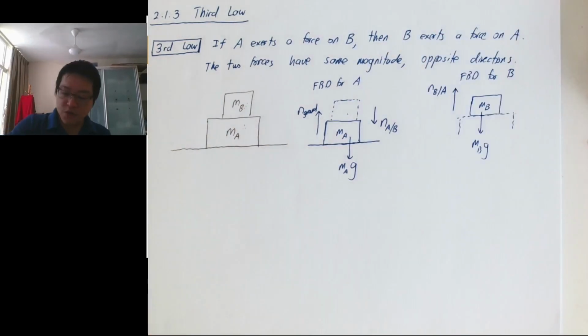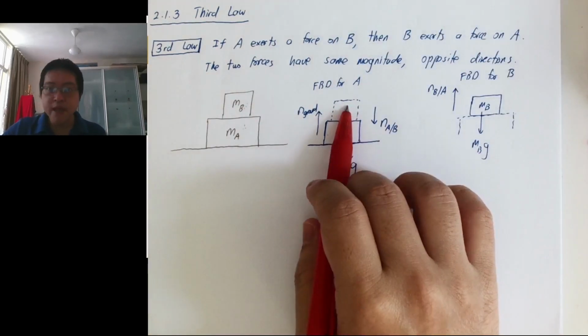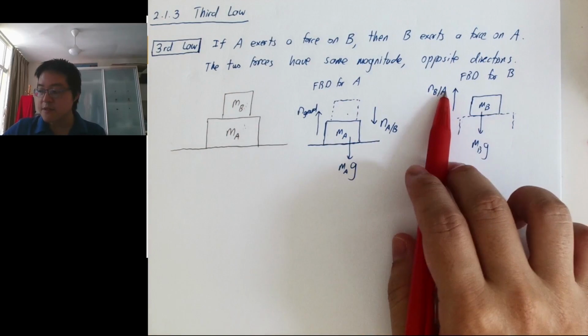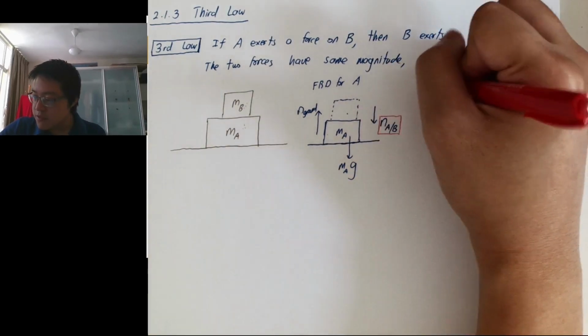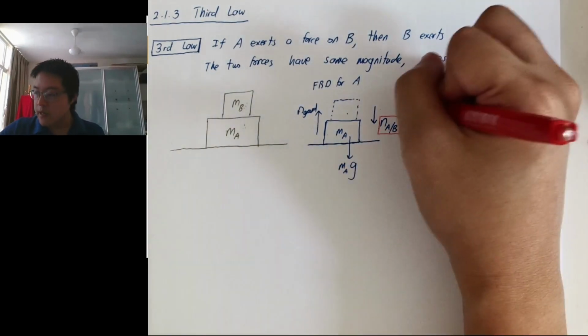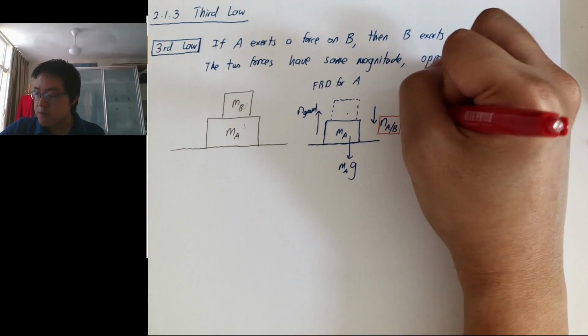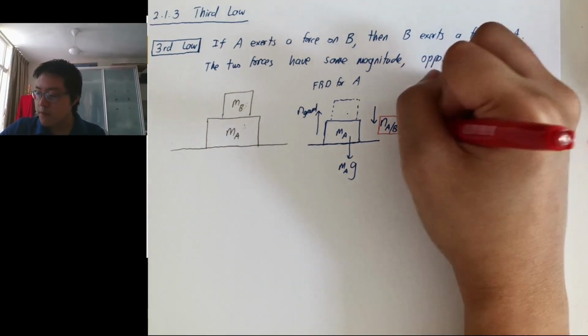So according to Newton's law, this is B exerting force on A, and this is A exerting force on B. So these are the action and reaction forces. These are in opposite directions and have the same magnitude because of the third law.